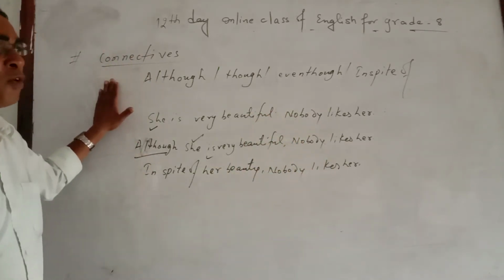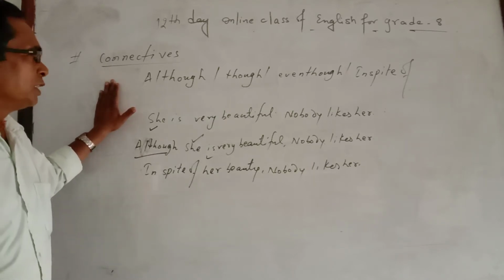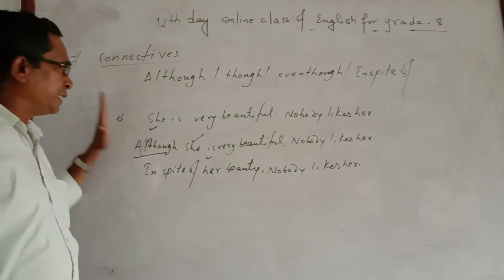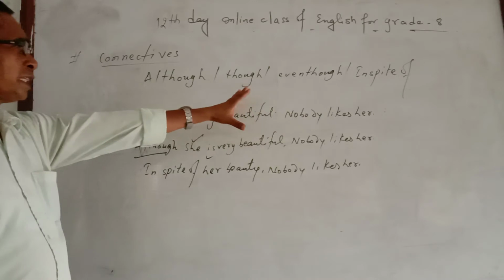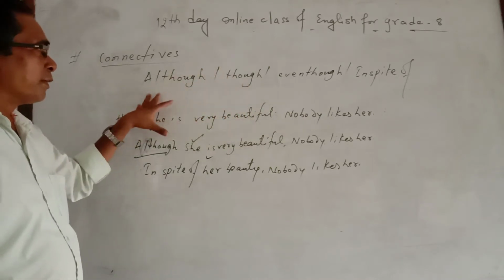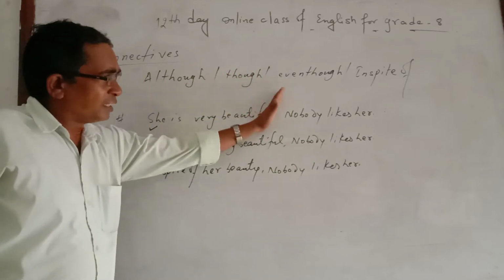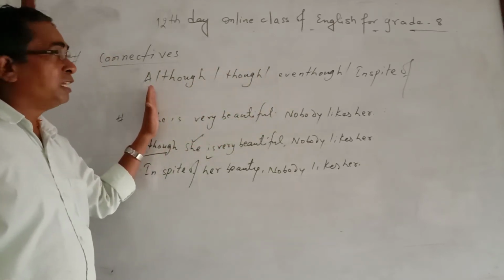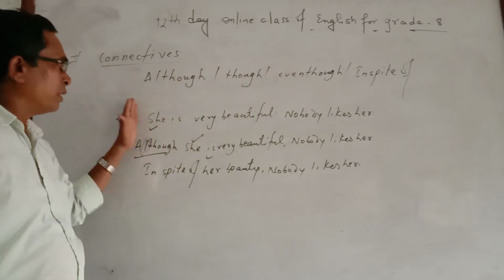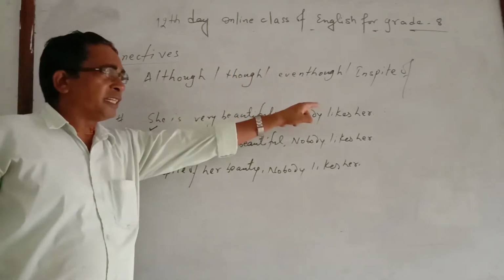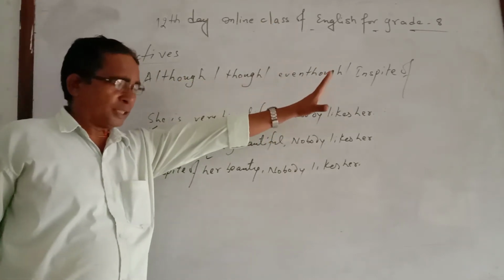But be clear that when you use although, though, even though, in spite of, at that time you will have two sentences, a statement and then an opposite result. So once again, to make it a little bit clear: if you get a statement and reason, or reason and statement, that you have learned, then you will use as, because, since, or because of. But when you have a statement and then an opposite result, at that time you can use although, though, even though, or in spite of.